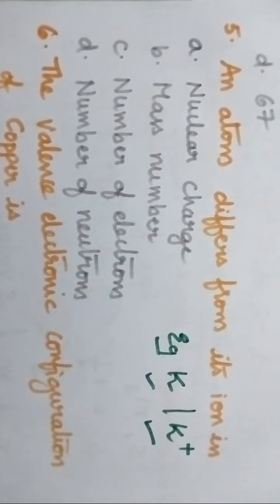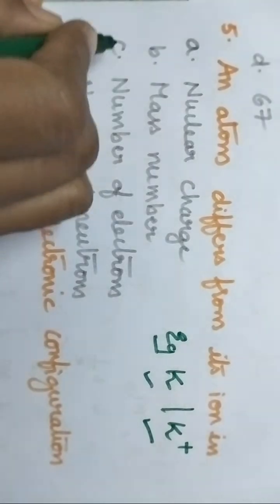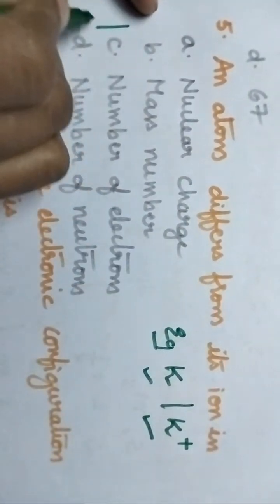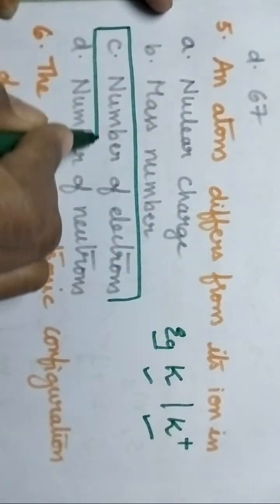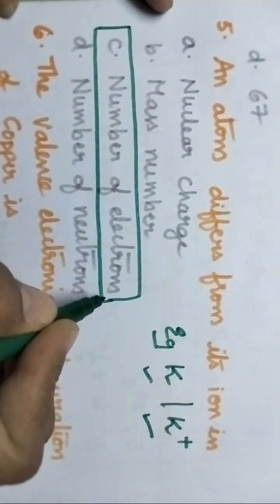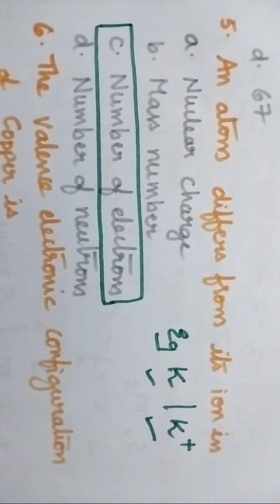Yes, very good, Swati. So, with respect to the number of electrons, potassium atom and potassium ion will differ. So, option C is the right answer. Coming to the sixth question.